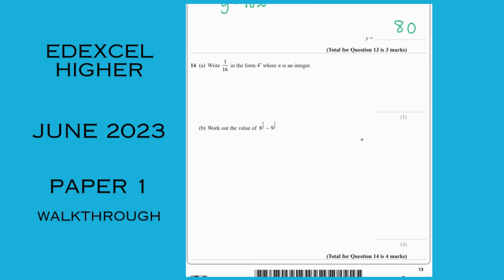Number 14, more laws of indices. So 4 to the power of n. Now 1 over 16. Where's the 4? 16 is 4 squared. But 1 over means a minus power.